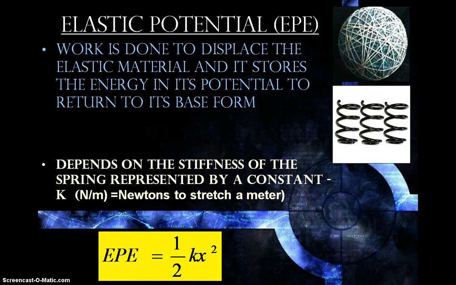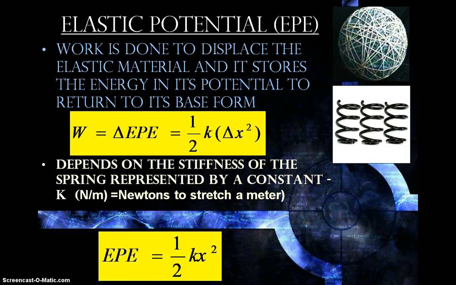Now, just like all the other examples, we can calculate the work by finding the change in elastic potential energy. And again, the property of the spring is not going to change, so the k is not going to change. What is actually changing is the x. So the change in the relative position will give you the change in elastic potential energy, or work.